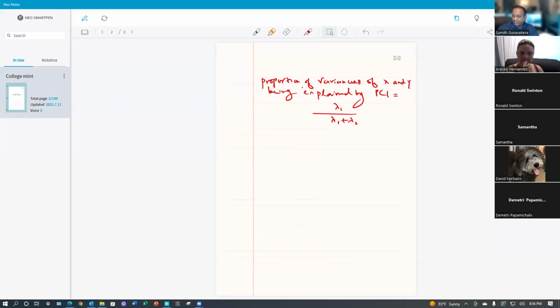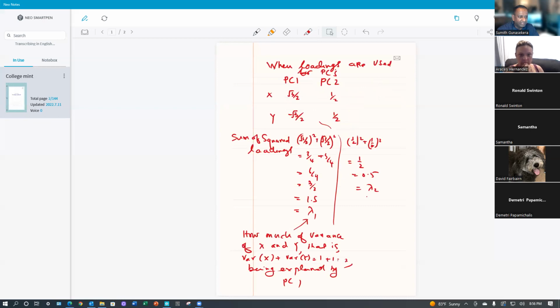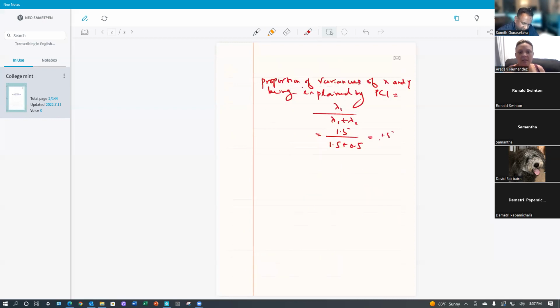Now you can give us a proportion. That means you have 1.5 for this one, 1.5 plus 0.5. This is going to be lambda 2. I'm talking about the previous page: lambda 2, lambda 1, this is for PC1, for PC2. So you're going to say 75%, exactly.